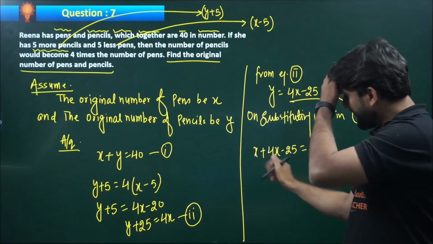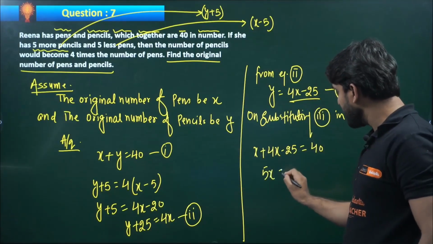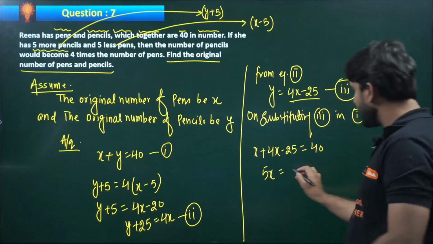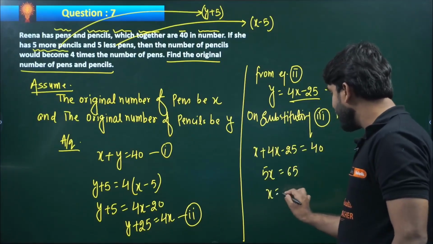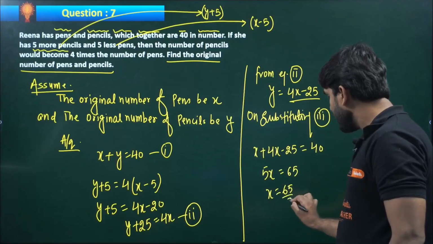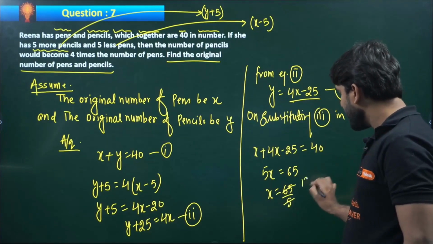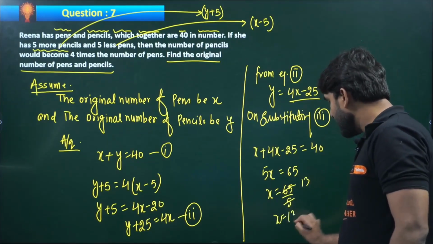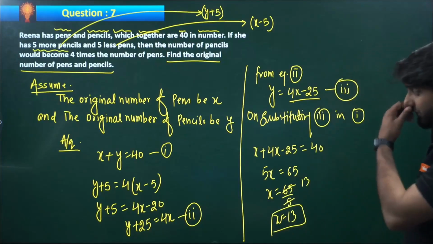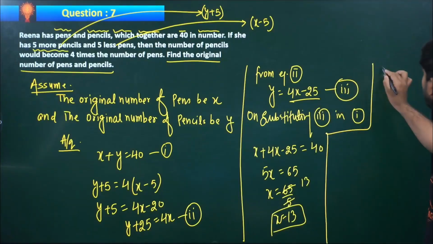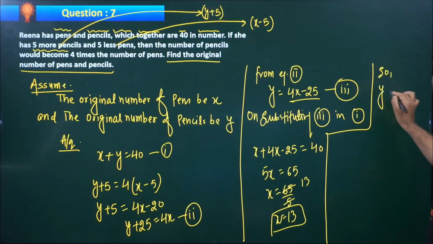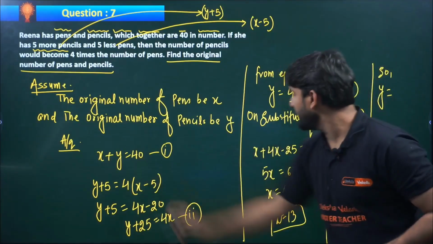So 4x plus x will be 5x, and this 25 will go there. So this is 65. 40 plus 25, 65. So x is equal to 13. And once you get x is equal to 13, what will be y? What will be y? So y is equal to this.